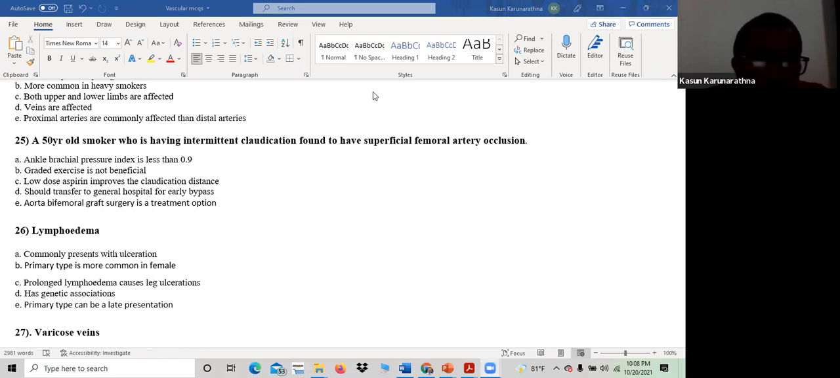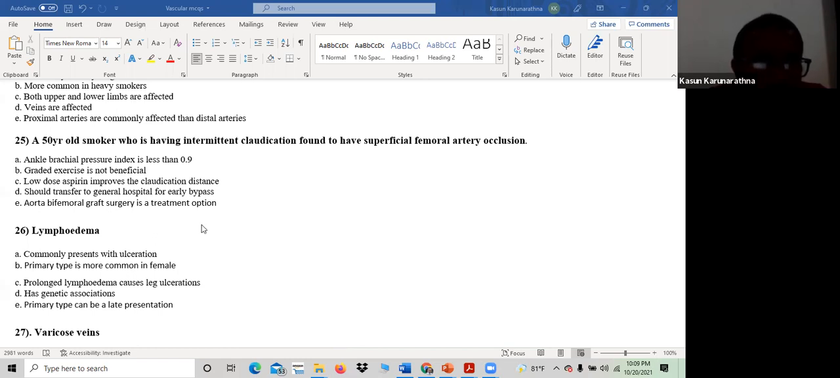A 50-year-old smoker who is having intermittent claudication is found to have superficial femoral artery occlusion. Right? Patient is having intermittent claudication. They haven't mentioned whether it is disabling claudication or non-disabling. Ankle brachial pressure index is less than 0.9. That's true or false? True, yes. Graded exercise is not beneficial. That is false. Graded exercise is anyway beneficial for any disease state, right? That will improve the collaterals.